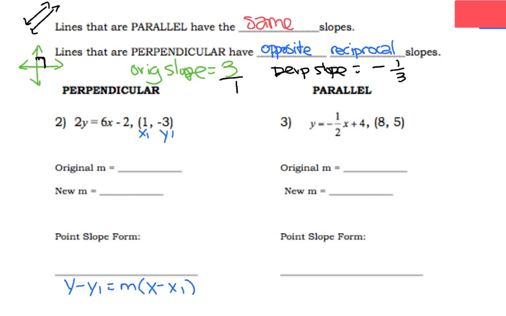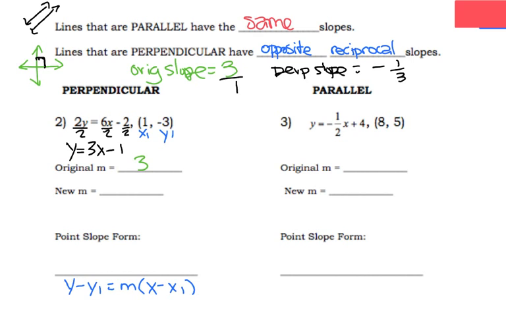We need to figure out what our slope is. Now, hopefully you all noticed something before you just wrote down the number 6 here, because that is not the answer. Hopefully you realize that in order to find that slope, we actually have to divide everything by 2 because this equation is not solved for y. All right, so the actual equation is y equals 3x minus 1. So the original slope is 3.